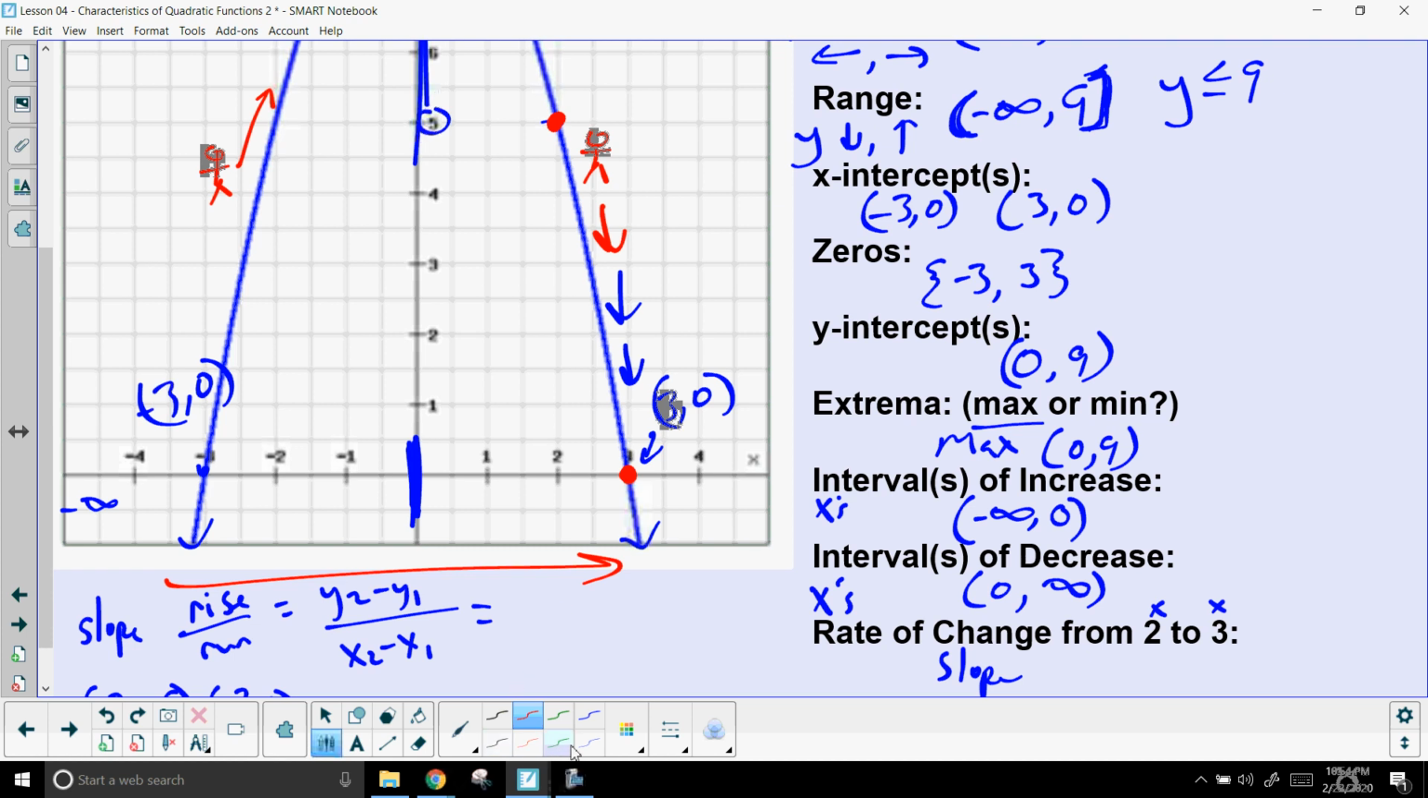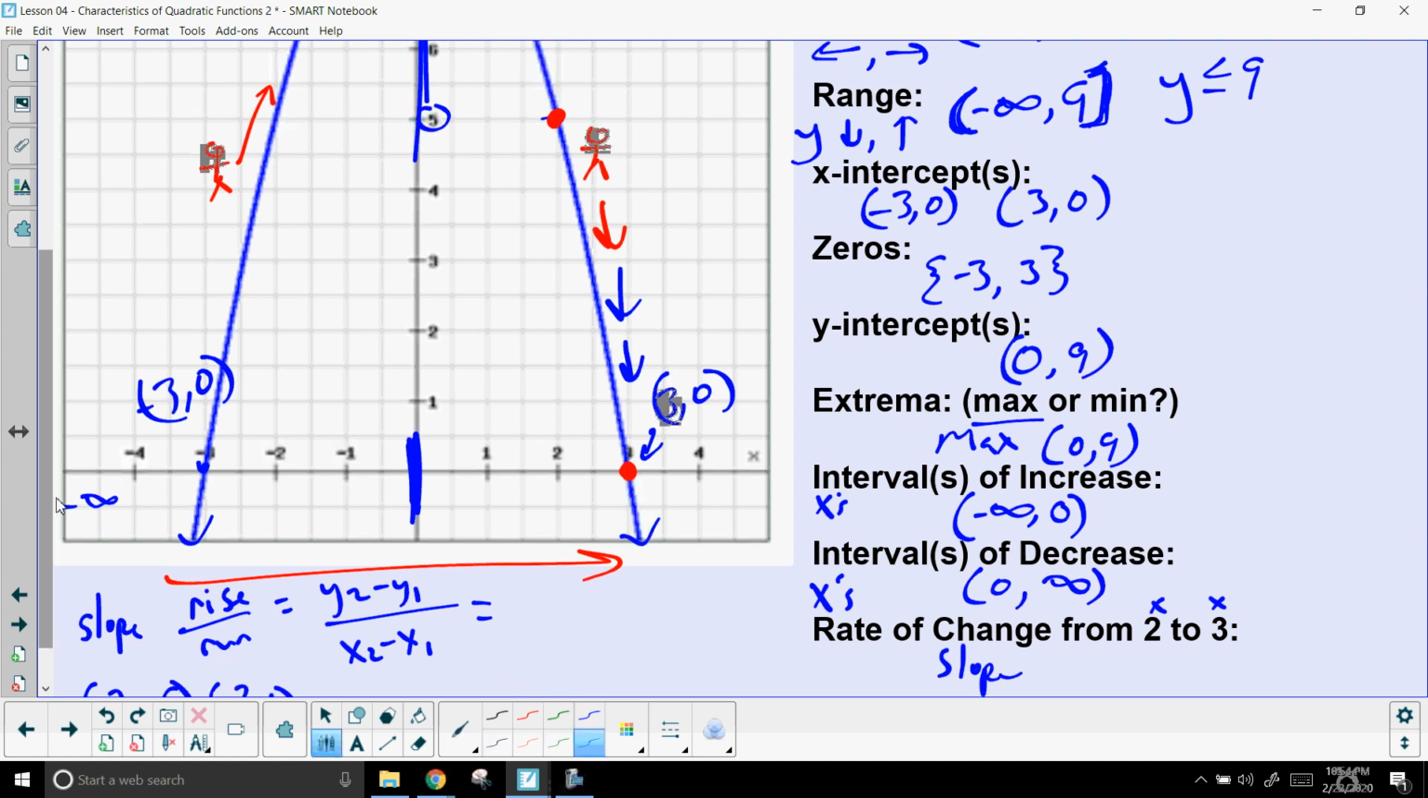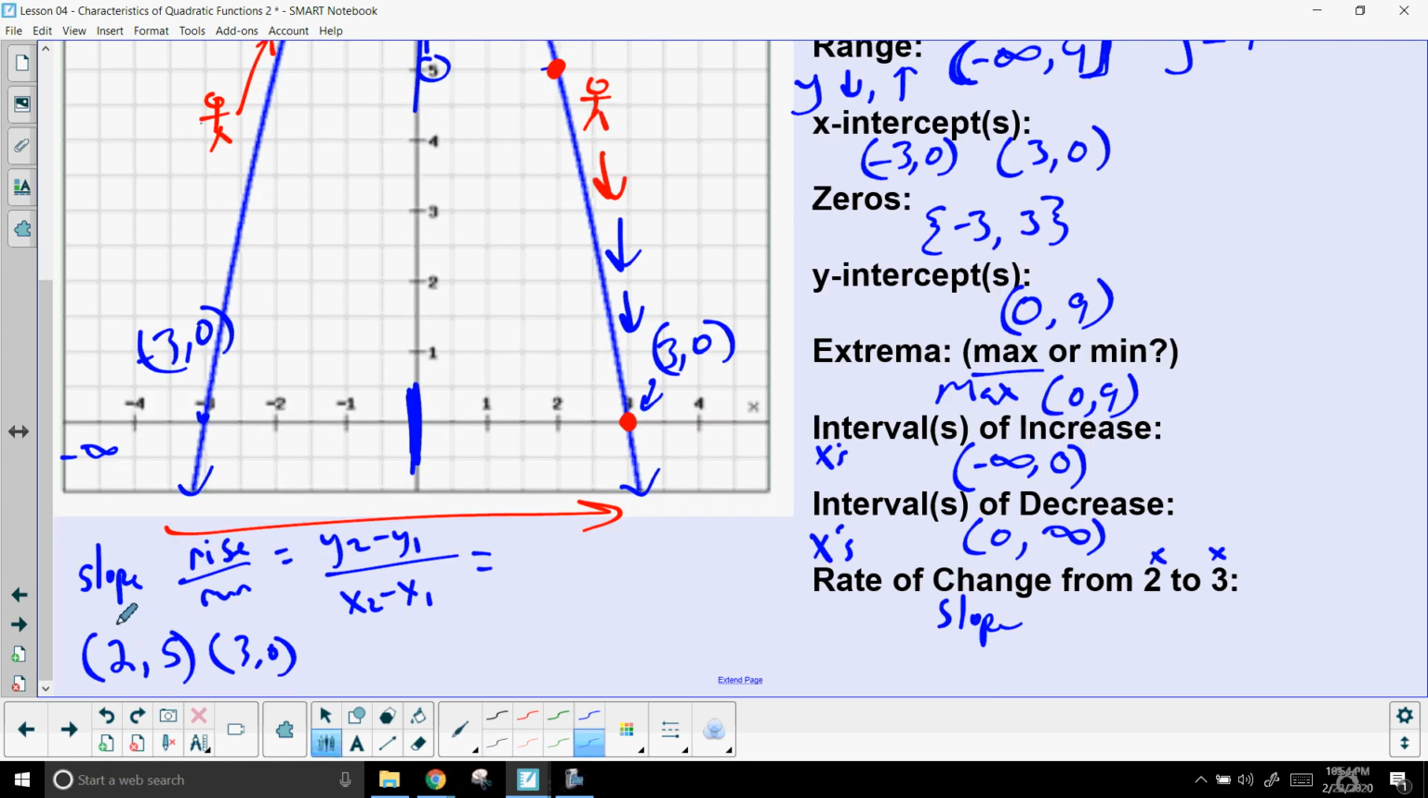But now that we got our values, remember, this could be x1, this could be y1, this will be x2, and this will be y2. So 0 minus 5 all over 3 minus 2. 0 minus 5 is negative 5. 3 minus 2 is 1. So our answer is negative 5.